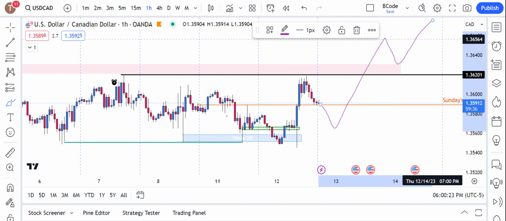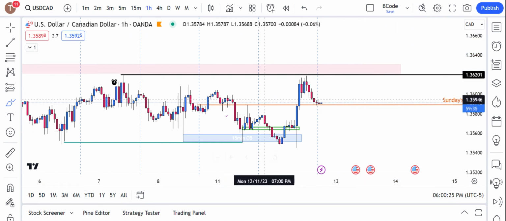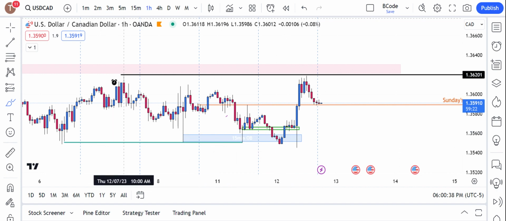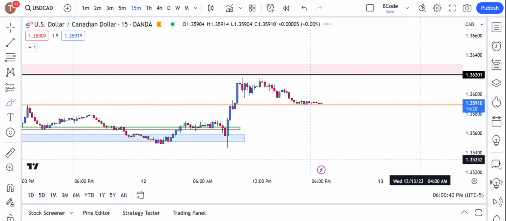We simply react. I'm looking at my fair value gaps. I'm looking at my other PD arrays, which are this green box as a breaker block, excuse me, and then my order blocks, which is delineated in blue right here. And we'll just see what the market has to give.